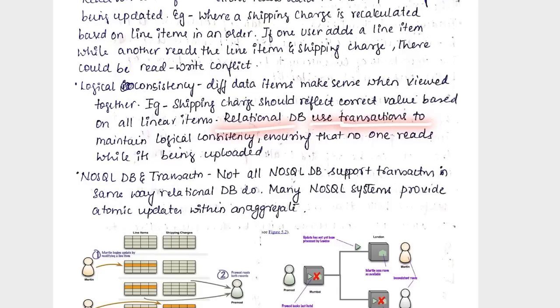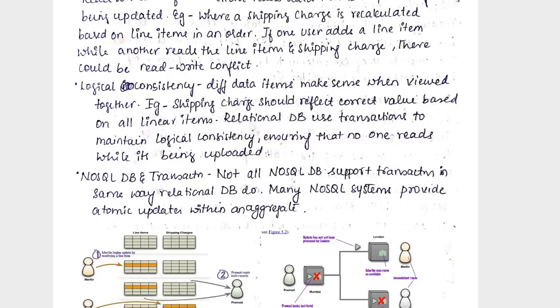Relational databases use transactions to maintain logical consistency, ensuring that no one reads data while it is being updated. So by making use of logical consistency, we are saying that during the update operation, during the write operation, reading should not be enabled. Thereby again we can maintain the consistency here.